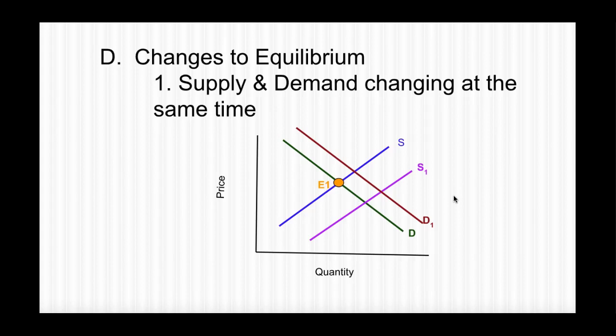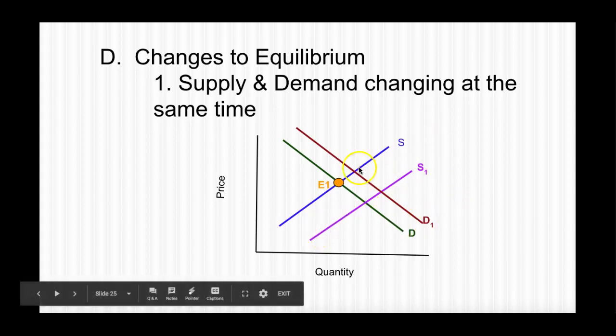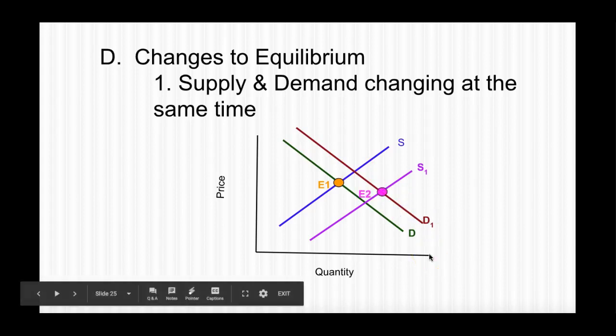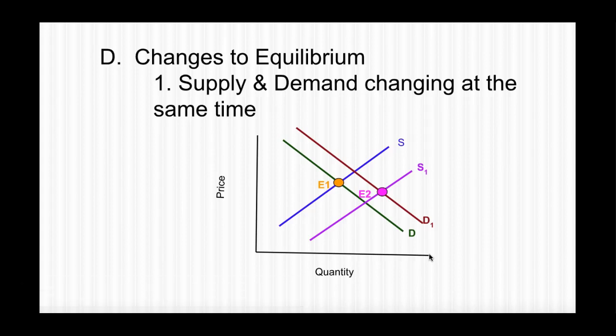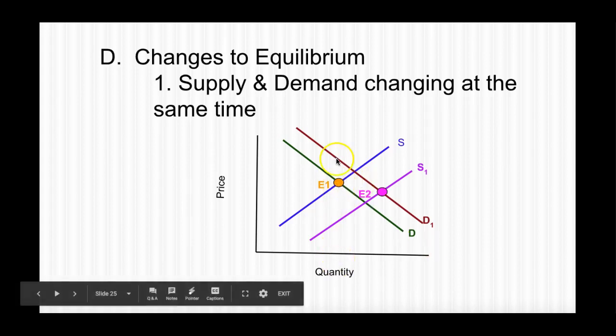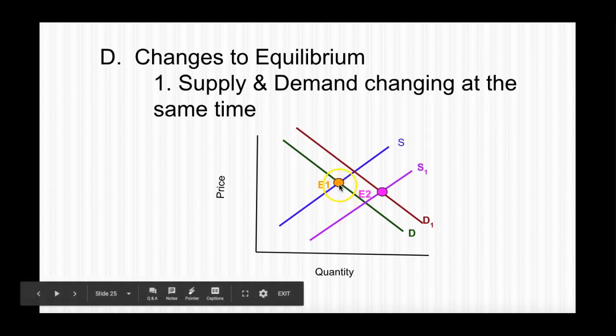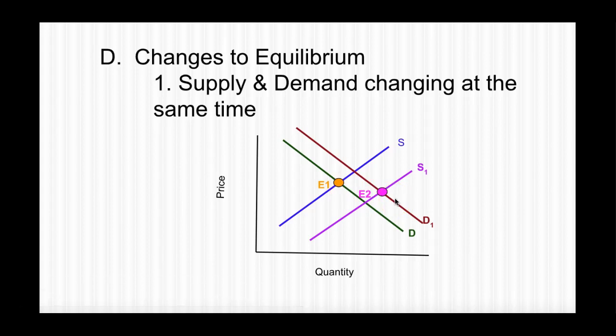Now, notice I have a new equilibrium. My new equilibrium is where my new supply curve intersects my new demand curve. So that's here, and I'm going to call that E2. Now, what happened to my equilibrium quantity? Going from here to here, my quantity increased, right? That's pretty easy. Well, what happened to my price? If you think about it, the way I drew it, my price actually went down slightly.